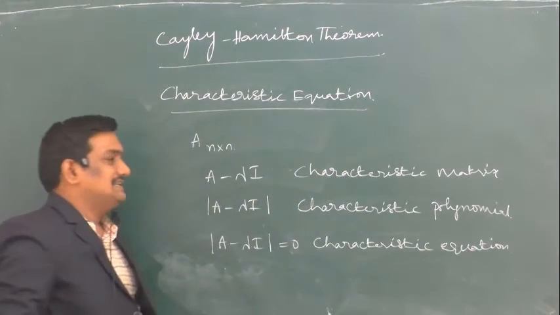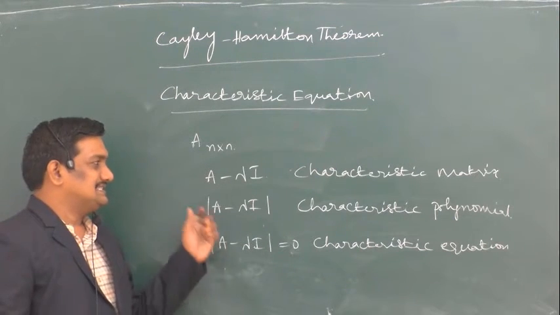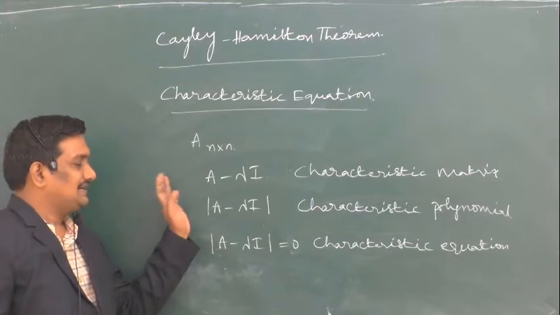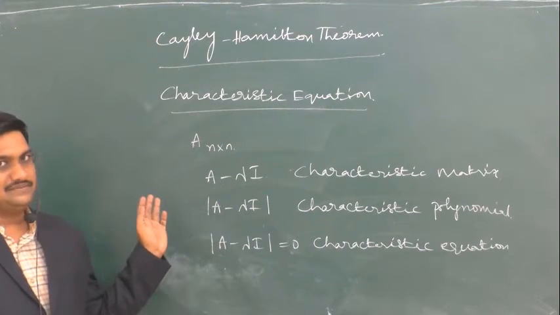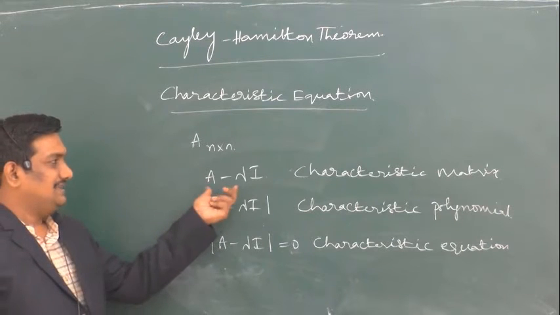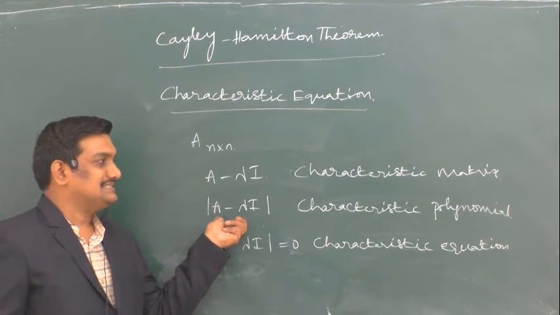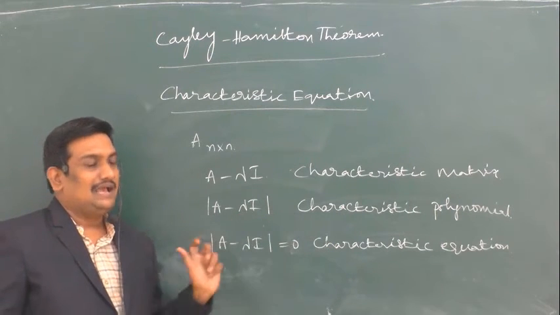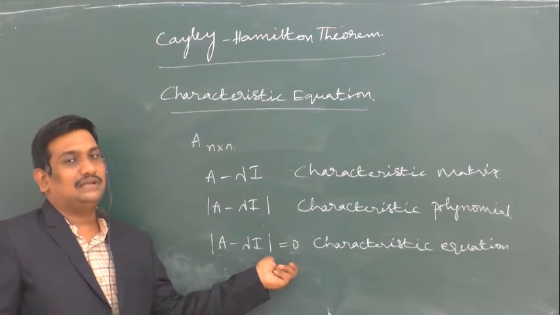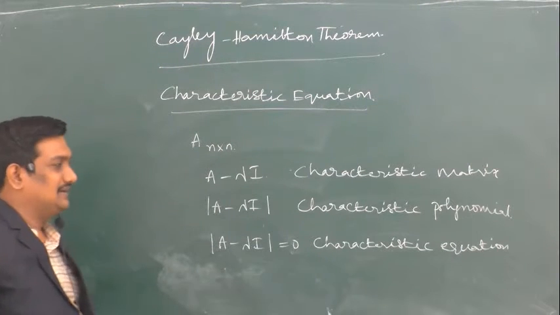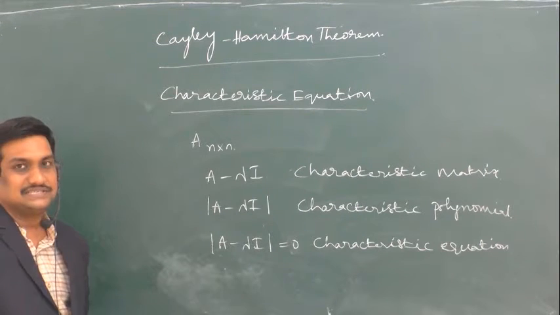If A is a square matrix of order n by n, and I is also the identity matrix of order n by n, and lambda is the parameter, then A minus lambda I is called the characteristic matrix. Taking its determinant gives the characteristic polynomial, and equating that polynomial to 0, the equation is called the characteristic equation. So determinant of A minus lambda I equals 0 is the characteristic equation.